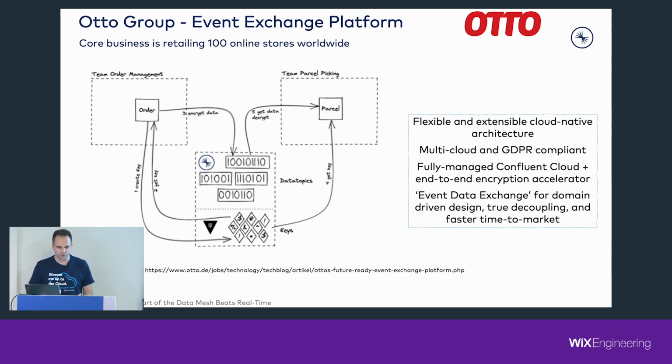Here's an example from the Otto Group, which is a big retailer, and they have over 100 online stores worldwide. They're coming from the brick and mortar business, right? And in Germany, they're pretty big. And until 10 years ago or so, we ordered from the catalog. So we still got the paper catalog, that big. And this changed, of course.